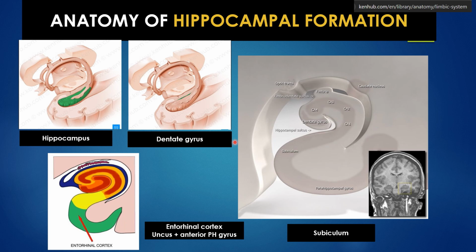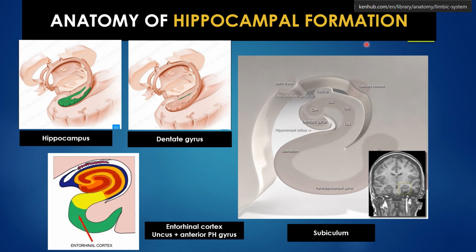Let's see it. There are three structures which are more important among this limbic system. One is the hippocampus, which has a group of structures associated with it, which is called the hippocampal formation. Hippocampal formation is basically hippocampus, dentate gyrus, entorhinal cortex, and subiculum. All these four things put together are going to be called the hippocampal formation. So there's a slight difference between the hippocampus and the hippocampal formation.